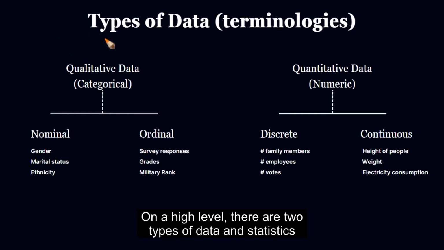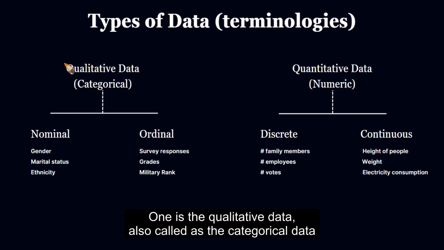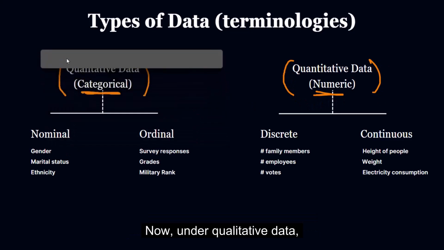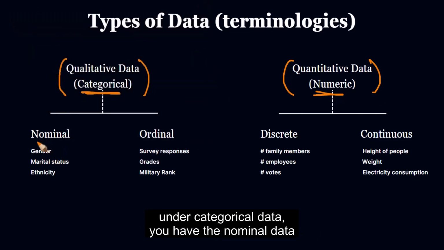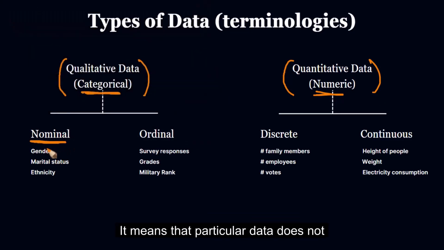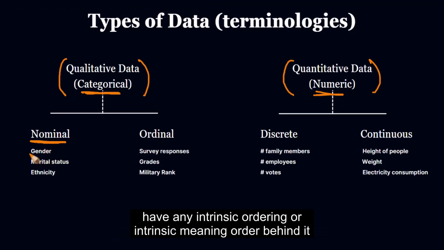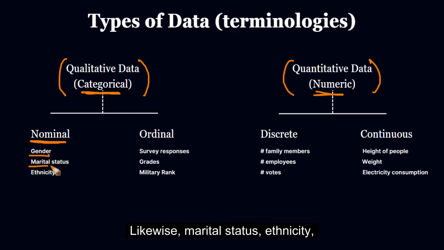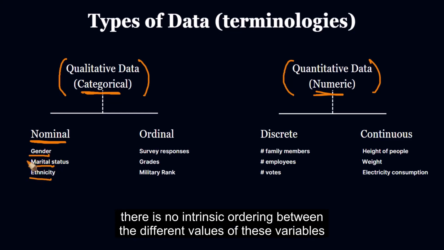On a high level, there are two types of data in statistics. One is qualitative data, also called categorical data. The other is quantitative data, simply called numeric data. Under qualitative data, you have nominal data. It means that the data does not have any intrinsic ordering behind it. For example, gender, which can have the value male and female. Likewise, marital status, ethnicity. There is no intrinsic ordering between the different values of these variables.